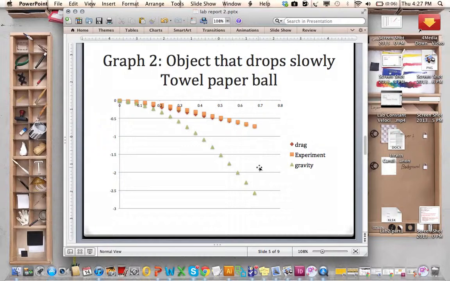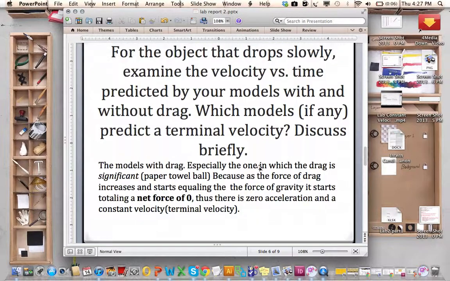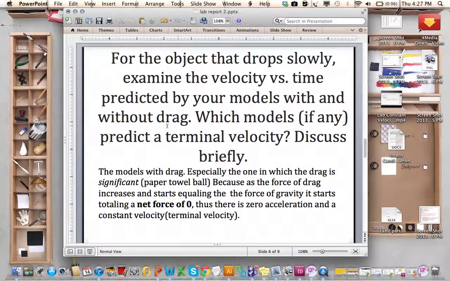And for the questions, for the object that drops slowly, examine the velocity versus time predicted by your models with and without drag. Which model, if any, predicts a terminal velocity? Discuss briefly. The models with the drag, especially the one in which the drag is significant, which is the paper towel ball, because as the force of drag increases and starts equaling the force of gravity, it starts totaling a net force of 0 or very close to 0. Thus, there is 0 acceleration and there is a constant velocity.